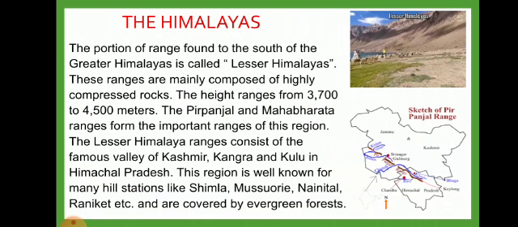The Himalayas, which are in the middle, that is, to the south of Himadri, are called the Lesser Himalayas. The portion of the range found to the south of the Greater Himalayas is called Lesser Himalayas. These ranges are mainly composed of highly compressed rocks.